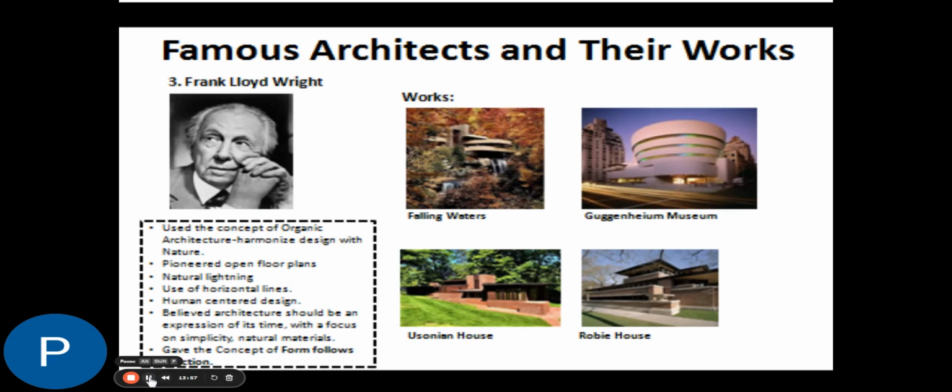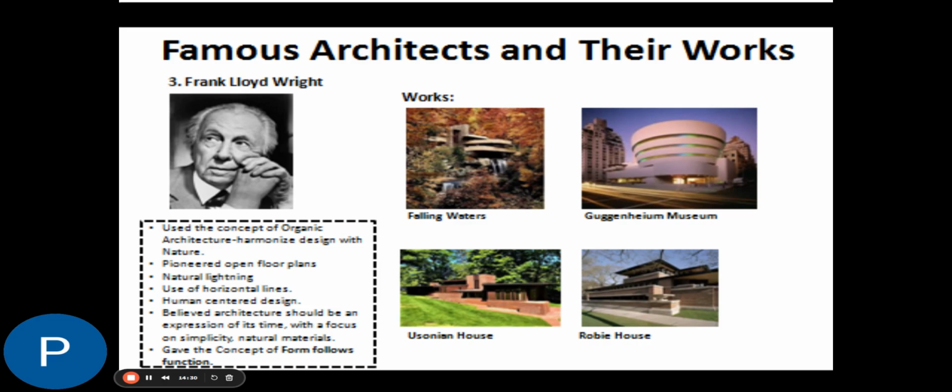Now coming to the next architect. The next architect is FLW, or Frank Lloyd Wright. He basically gave the concept of organic architecture, which harmonized nature with the design. Then he gave the open floor plan concept. He gave natural lighting. He used strong horizontal lines in his design. He basically designed human-centric buildings.